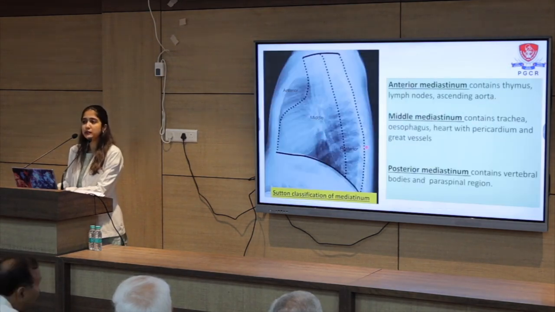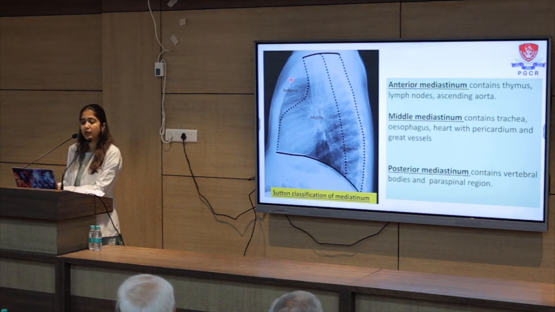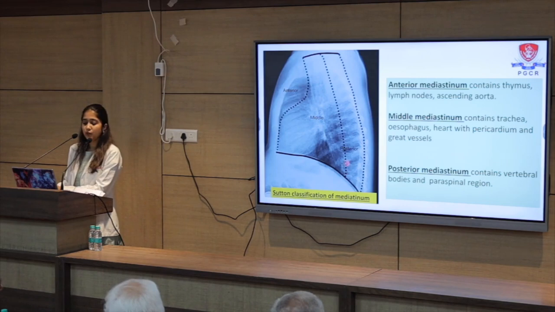However, in clinical practice, while reporting a chest radiograph, we use a certain classification of the mediastinum. Firstly, we'll divide the mediastinum into superior and inferior mediastinum. We'll draw a line from the manubrium sterni to the T4 vertebra. Above this line is the superior mediastinum, and below this line is the inferior mediastinum. Now the inferior mediastinum is divided into anterior, middle, and posterior mediastinum. For that, the blue line which I showed you in the Felson classification remains the same as the posterior boundary. We draw one line 1 centimeter behind the anterior margin of the vertebral body.